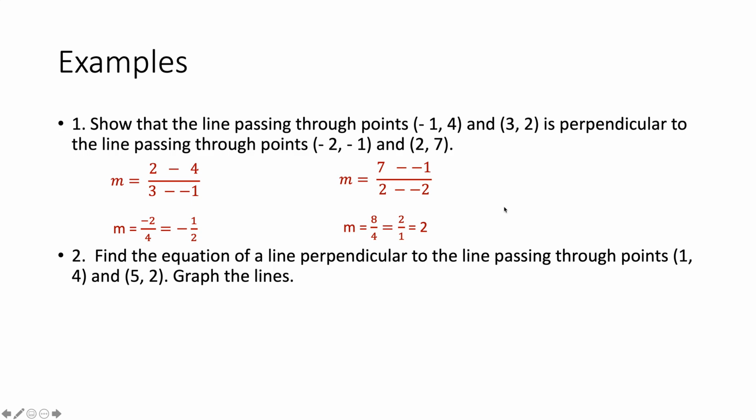Likewise, find the equation of a line that's perpendicular to the line passing through the points 1, 4, and 5, 2. So you find the slope of that first line that passes through 1, 4, and 5, 2, and then you create the equation of a line using y equals mx plus b that's going to be perpendicular to it. As far as graphing the lines goes, we'll do that on the next page. Okay? Go ahead.